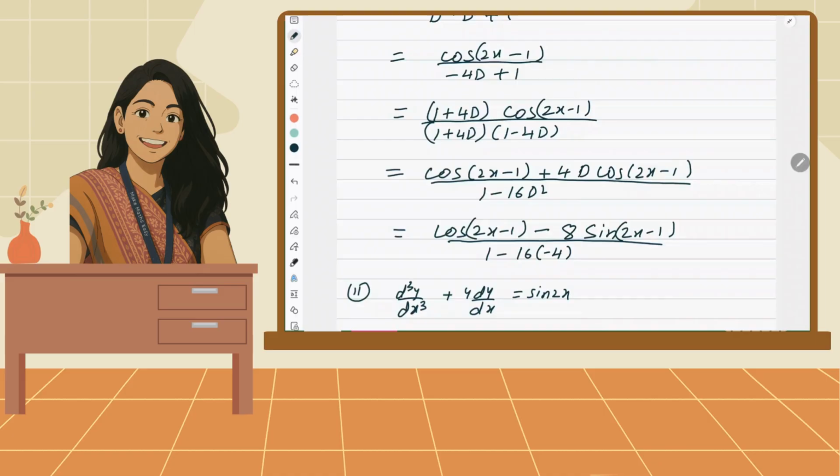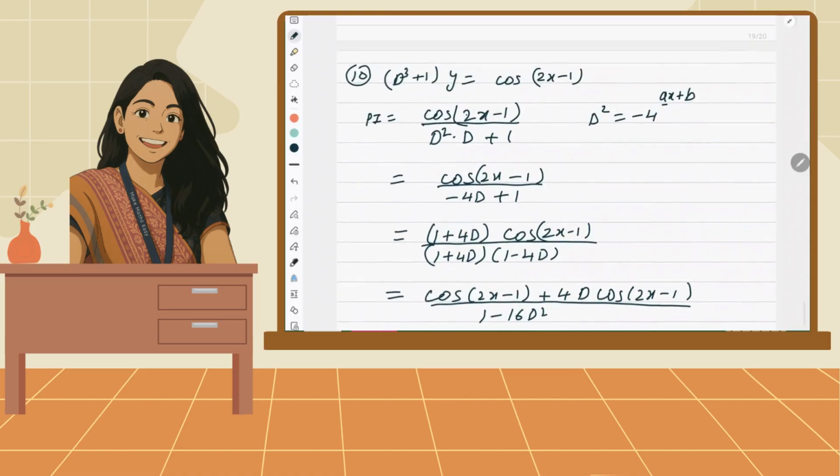Correct? So now here, what will you get? 16 into 4, 64, right? So plus 64, 65. So denominator will be 65, right? So I am just writing here because no space is there. So this will be 65, correct?